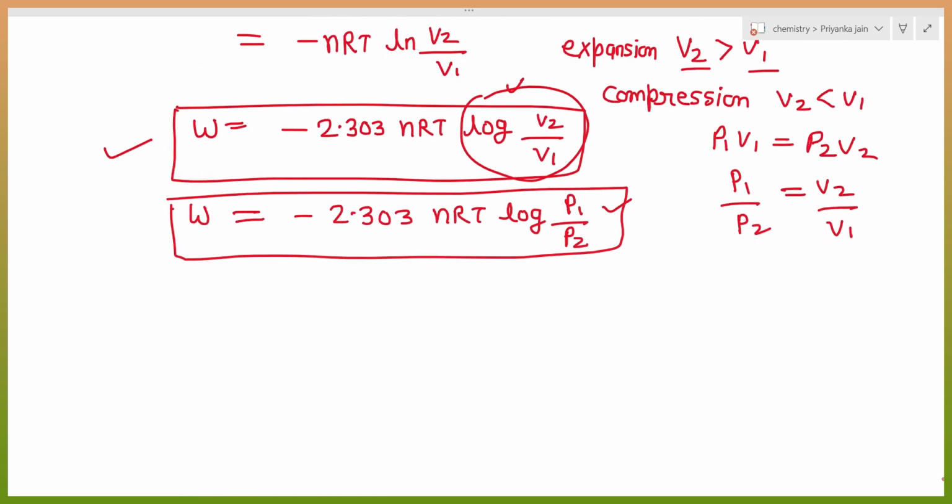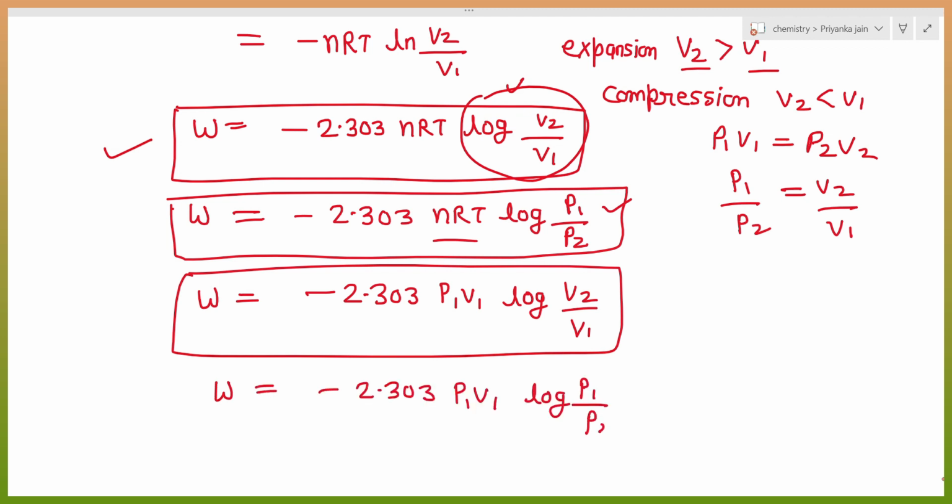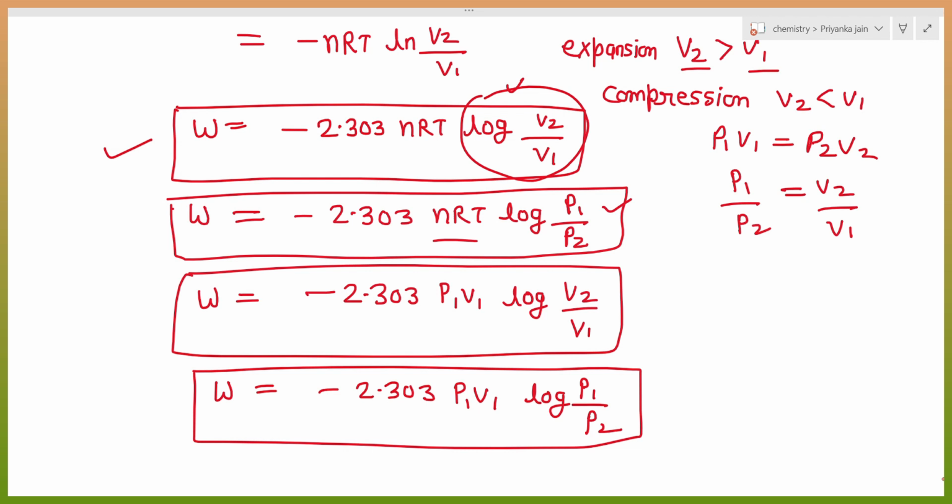Now suppose you have not been given nRT, you do not know the value of nRT, then what can you use? You can use minus 2.303, and either you can put here the value of P1 V1 or the value of P2 V2, and you can write log of either V2 upon V1 or P1 upon P2. Anything you can write. In both ways you can write here. All the formulas are applicable. So these are the different formulas for the reversible process.